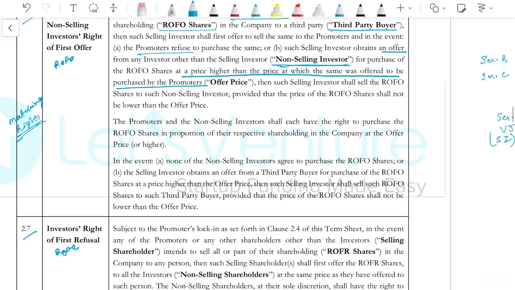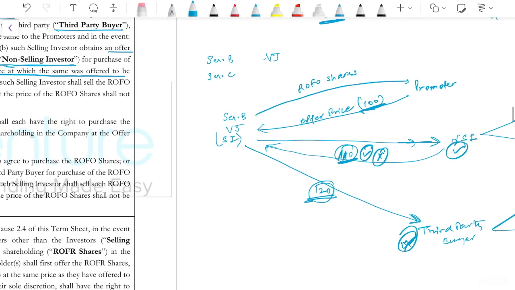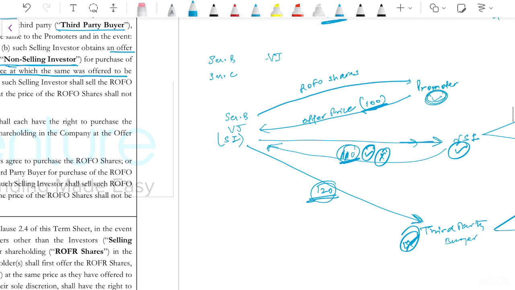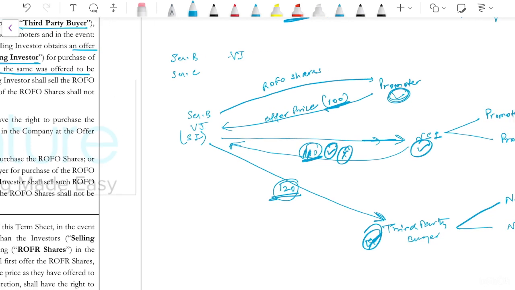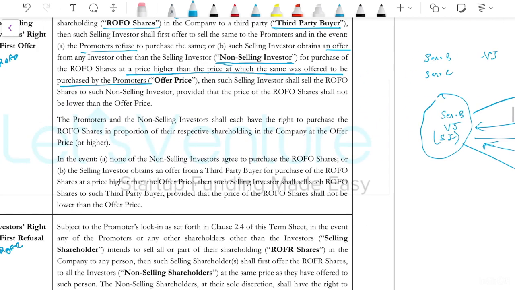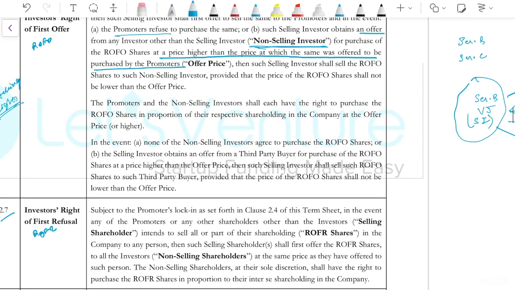Now understand the text. Who's giving the offer? This offer is actually being given by the promoter. I am not asking the promoter to buy my shares at 100 rupees. The promoter is saying that I will buy your shares at 100 rupees, which means that the price discovery is being done by this particular chunk of people and not by the selling investor, right? Price discovery is being done here and not by the selling investor. Then this clause further states that the selling investor shall sell the ROFO shares to the non-selling investor only if the offer price is beaten by the non-selling investor.